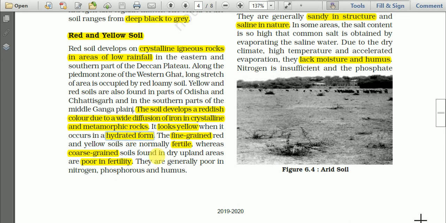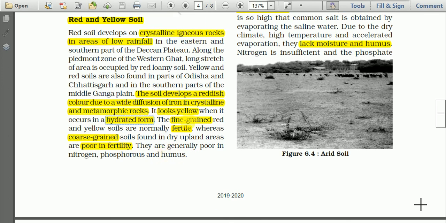So when it absorbs water, there will be a chemical reaction in the soil, and that process is known as hydration. Because of the hydration reaction, it looks yellow. So it is a reversible reaction.